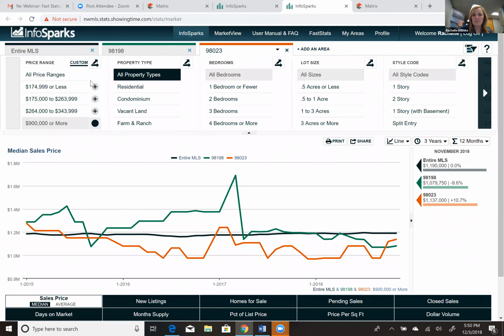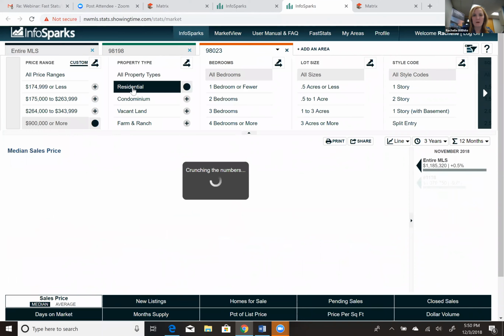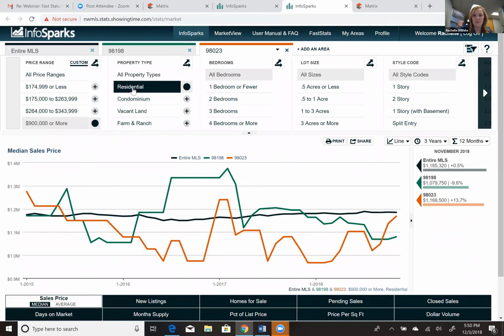Now I have all these other things here in this section, which I don't want to compare, condos or vacant land, so I can select residential only, which will help us get a much firmer idea of the graph. And then this particular home, I'm going to leave the all bedrooms because I'm looking for view properties, and I don't have to worry about acreage.